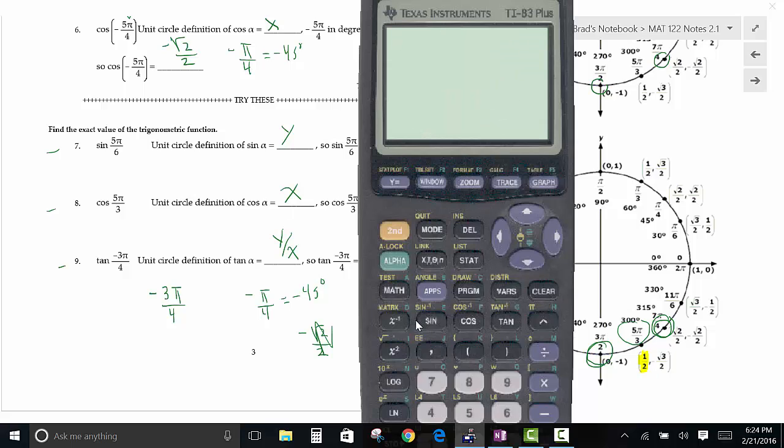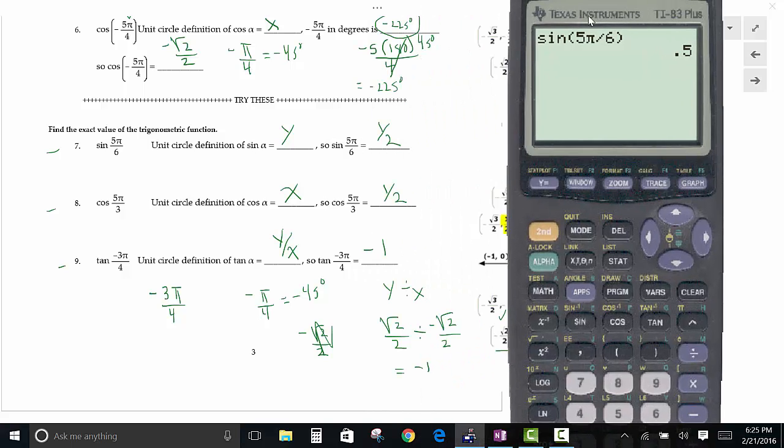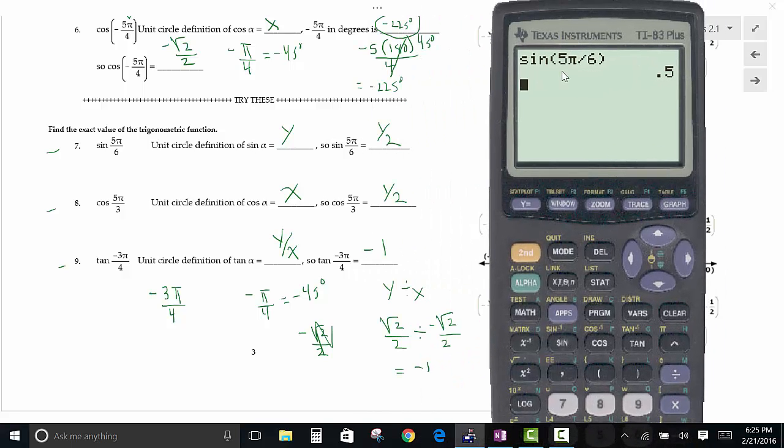If you were doing the sine of 5 pi over 6, you can put in sine 5 pi divided by 6, and the answer to that problem is going to be 0.5. So that matches up with what we got with the 1/2.